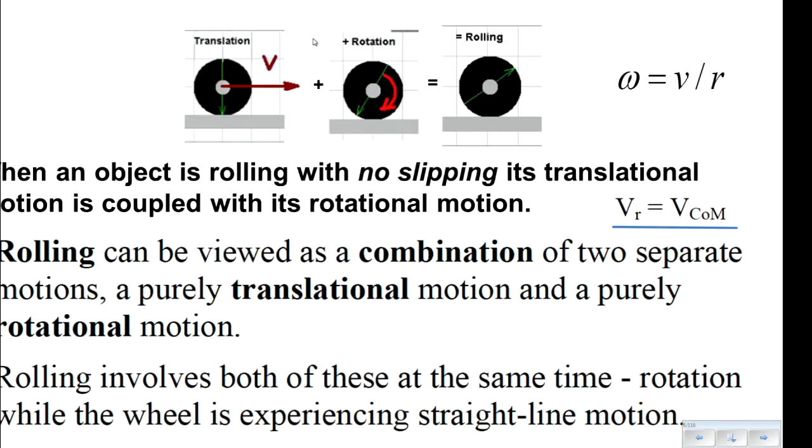So now everything becomes very simple because technically we don't need to learn anything new. Rolling is just a combination of what we've learned before. We know everything about translational motion. We know everything about rotational motion. Now we just need to combine those two together. That's it.